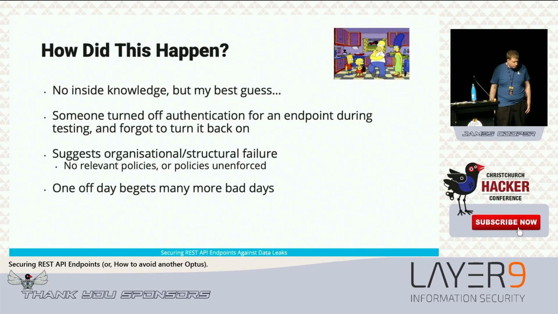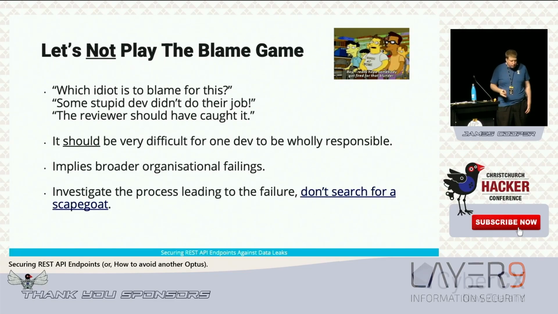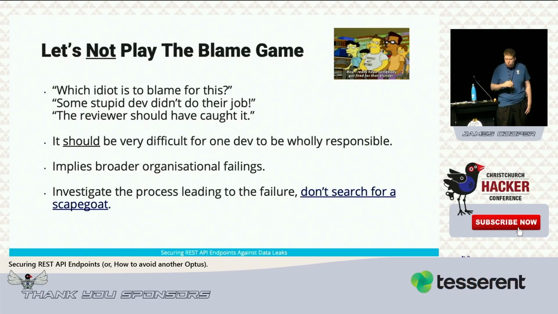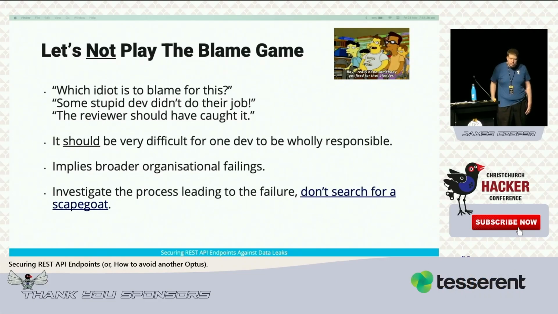Next slide, please. Right. The thing I want to emphasize at this point is that we shouldn't sit around and try to point fingers and blame people. You don't say, who was the idiot who did this? Some stupid dev didn't do their job. The reviewer should have caught it, or the tester should have caught it. Basically, it should be very difficult for one person not doing everything perfectly for it to happen.